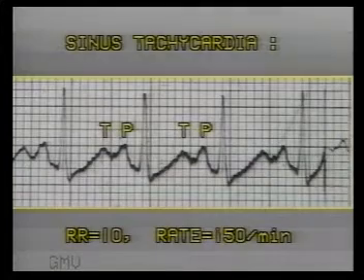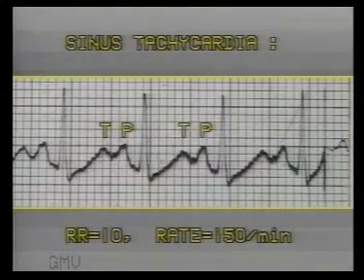The practical problem that arises at high rates is that the P waves and the previous T waves mix up and P waves become difficult to identify. In this ECG, the RR interval is 10 millimeters, so the heart rate is 150 per minute.